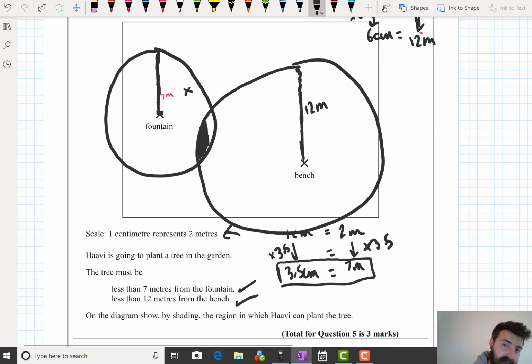This overlap's very special because if you think about it, if I pick, can we do orange? Orange, please work. Yes. If you pick this point, that point is less than 12 meters from the bench because it's not quite at the edge of the circle, thinking about the circle, 12 meters all the way around. And it's also less than 7 meters from the fountain. So that's your region where he can plant his tree if he so wished. Any point in there. Of course, you need to do it accurately, unlike me.